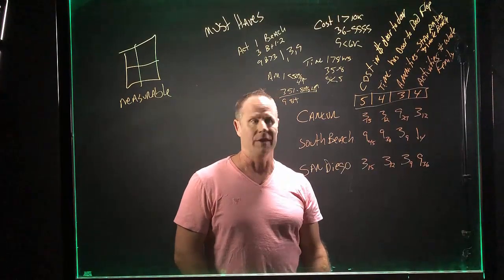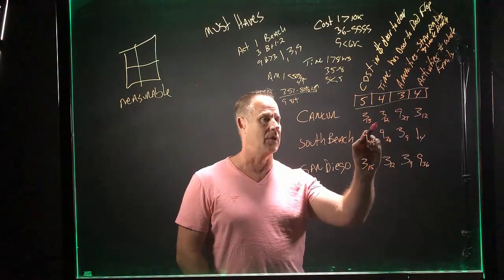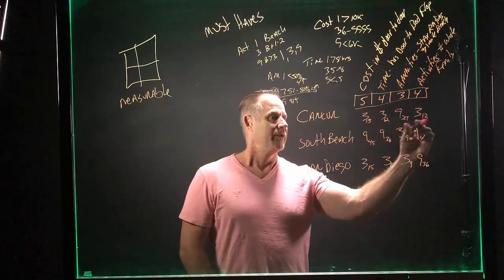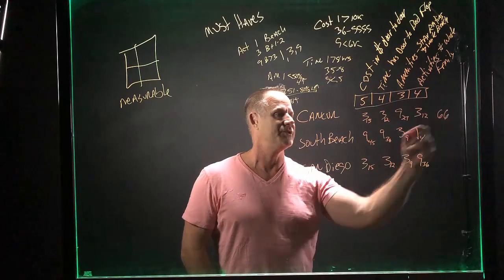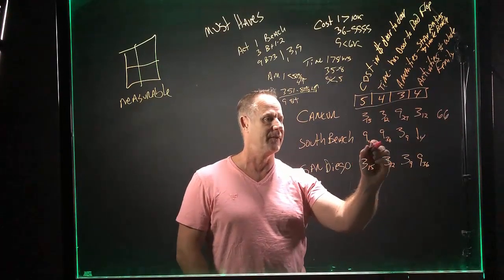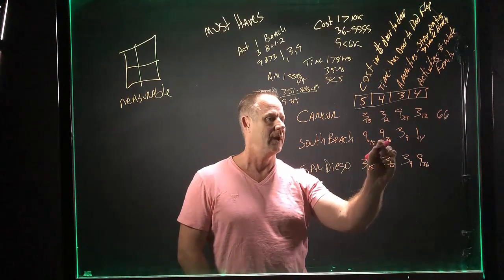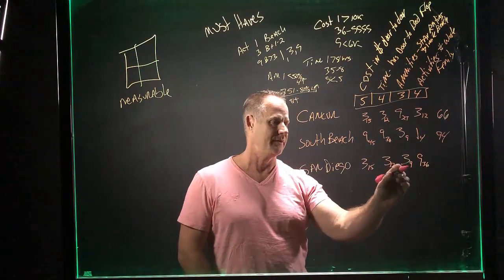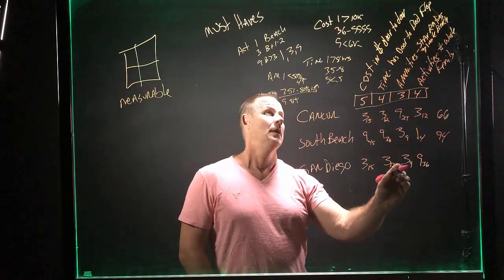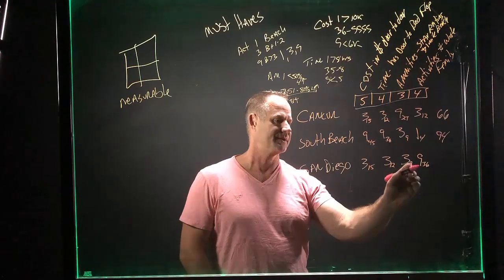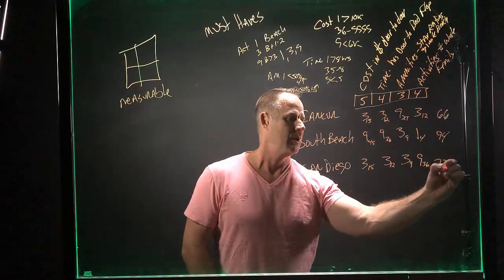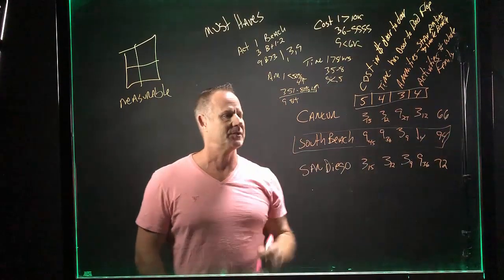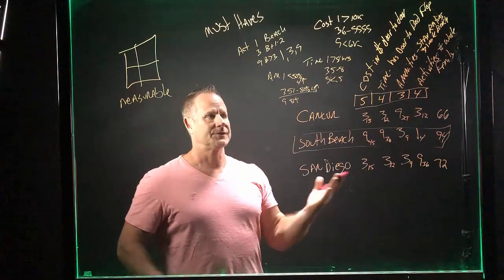Now I should have had a calculator handy. Math on the fly like this is not my strong suit, so don't hold me to these scores. Oh, I'm losing my mind. 36, 66, 72. So where are we going? South Beach, Miami. All right, so there you go.